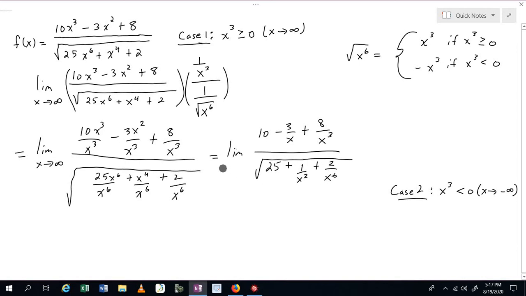Then we're taking the limit of this as x goes to infinity. Notice that as x goes to infinity, these terms are heading towards 0. And so it looks like the top is getting closer to 10, and the bottom is getting closer to the square root of 25.